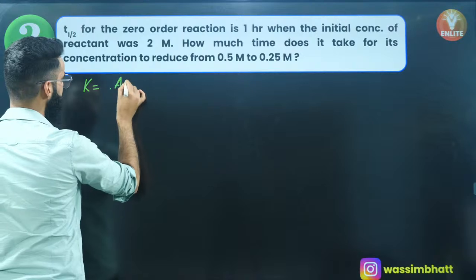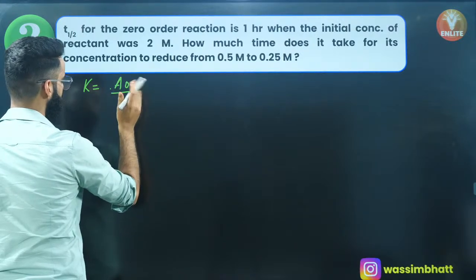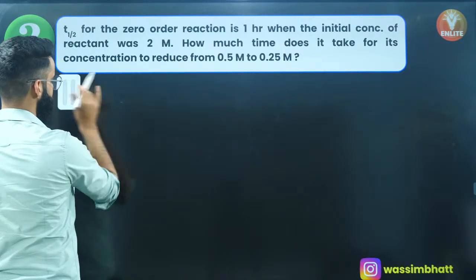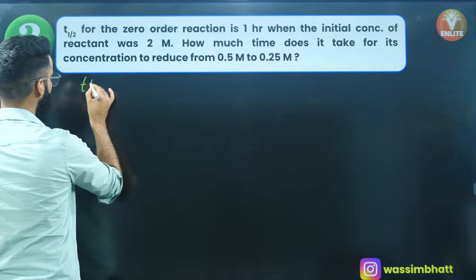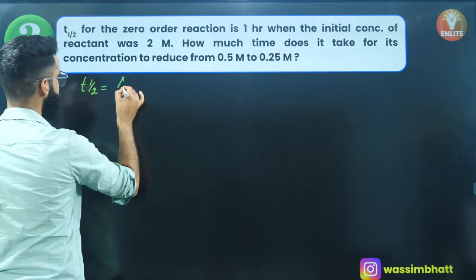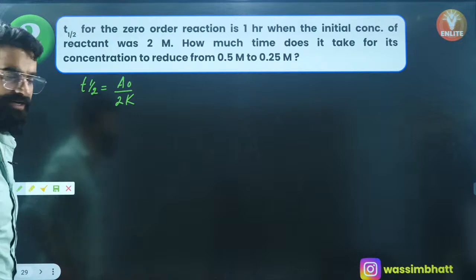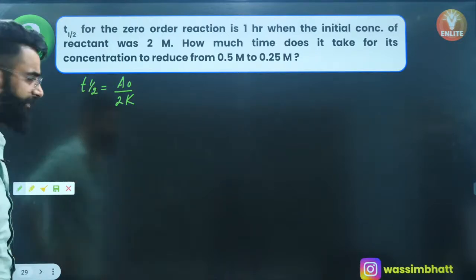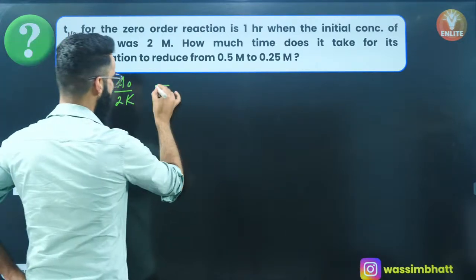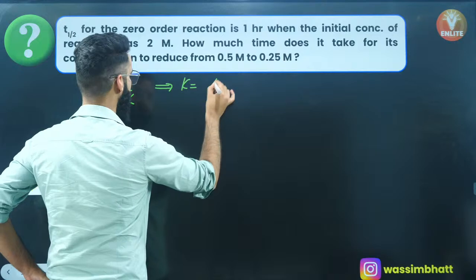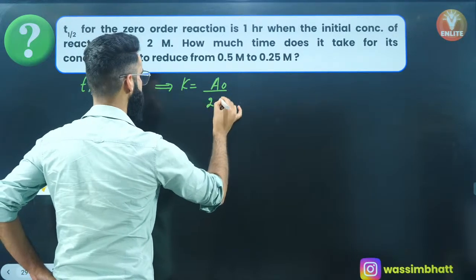K is equal to A naught divided by 2K. Just a second, guys. If I talk about T half, it is equal to A naught divided by 2K. This is something which you guys must be knowing now, right? For the zero order reactions, few minutes back only we saw this. So first thing, I'll be calculating the rate constant of the reaction over here. It's going to be A naught divided by 2 times the T half.